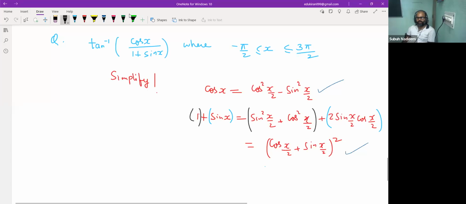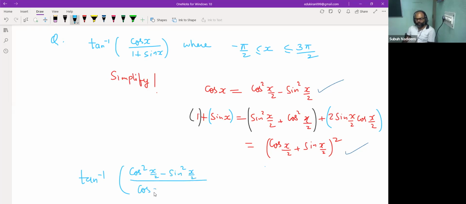So what it means is that you can write this given question as tan inverse. Is the answer pi by 4 plus x by 2? Pi by 4 plus x by 2. I think that you are saying the correct answer. Let us see.